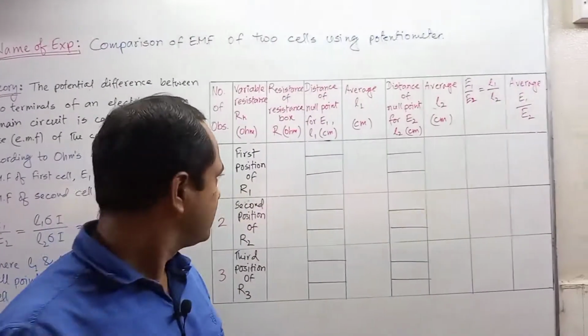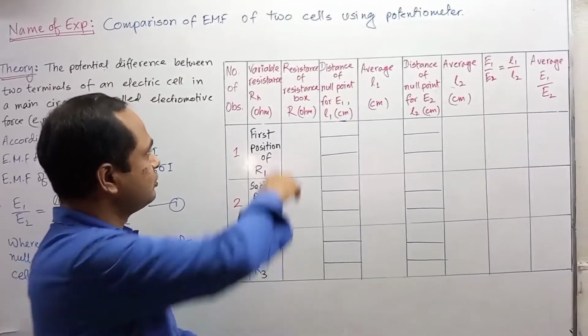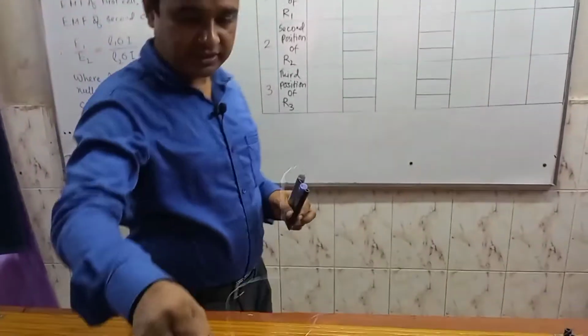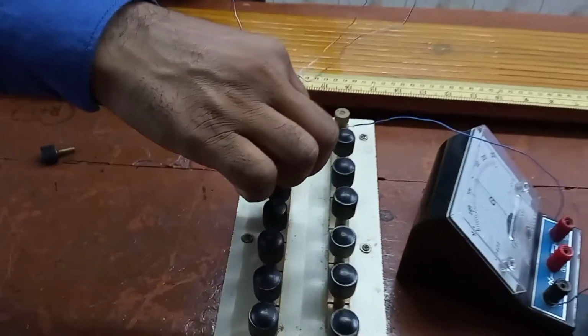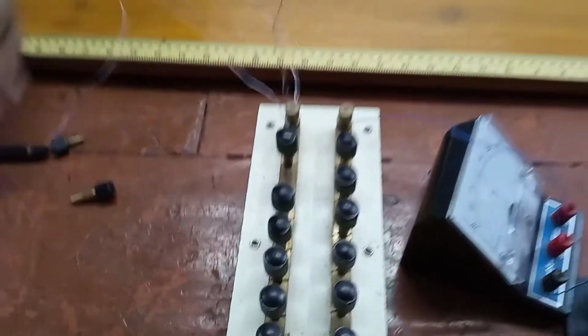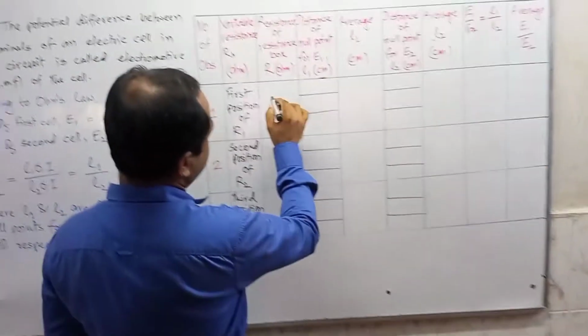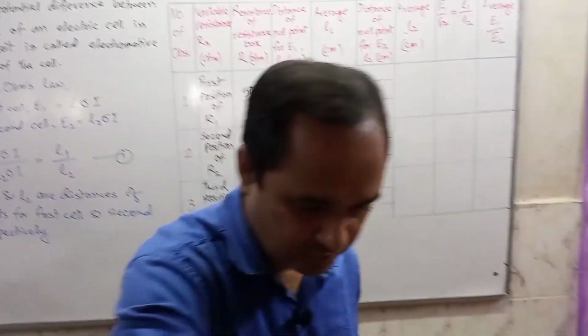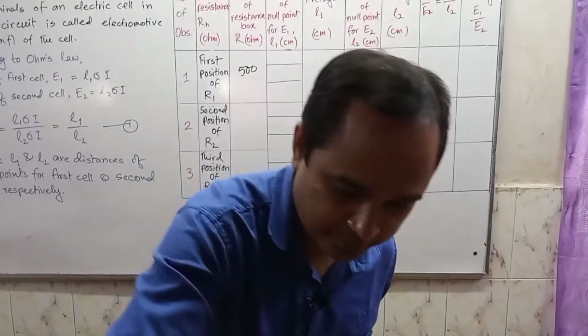Dear student, first we have to set a resistance from the resistance box. Here I would like to open this key, and the value of resistance is 500 ohm. So we are going to write here 500 ohm. Now we will open this key from here.